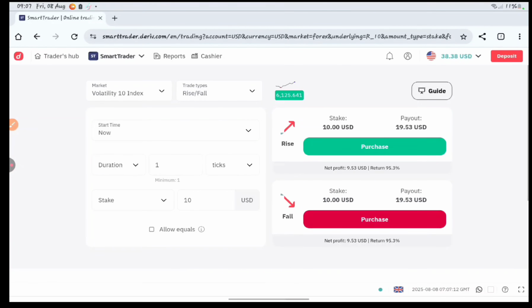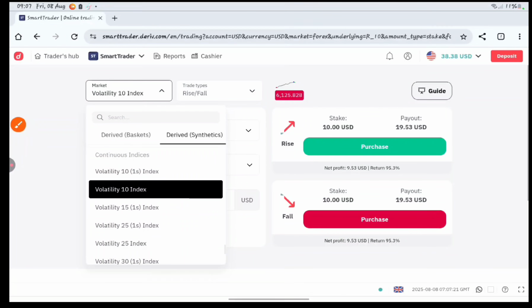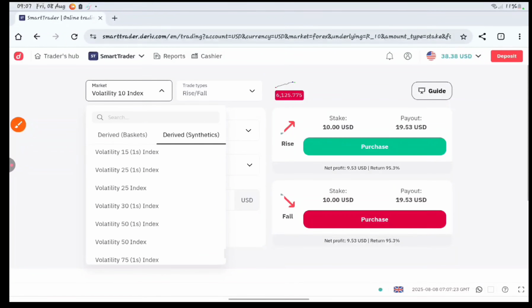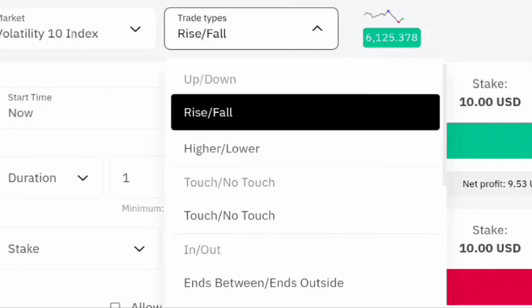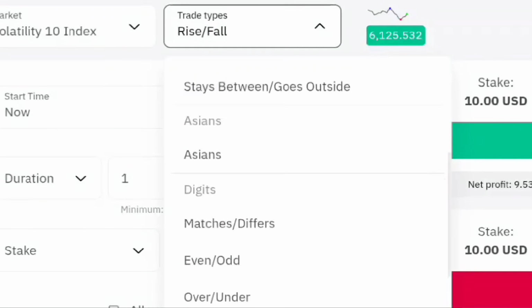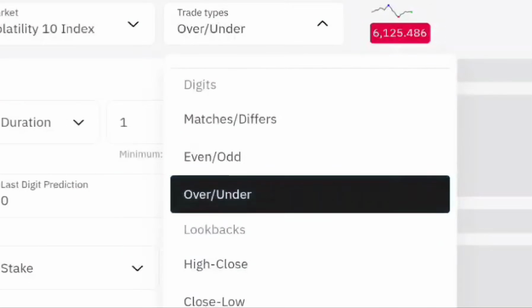First of all, we want to change the market. If I click here where it says market, I can change a few things. I can change to any instrument that I want to trade on. I'm just going to leave mine on Volatility 10 Index. Then I'm going to go to trade types and scroll down until I find over and under. You can see right here, I can select over and under.